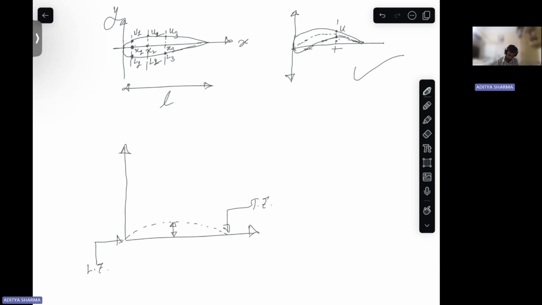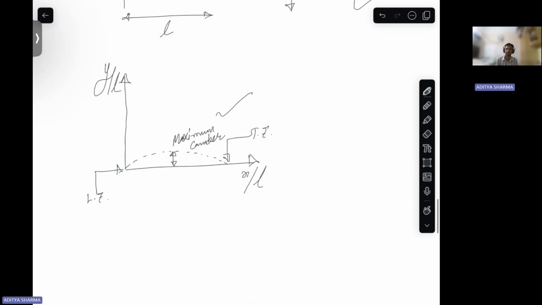This is your maximum camber, by non-dimensional lengths along the x and y axis. So this is what a camber basically is in an airfoil.